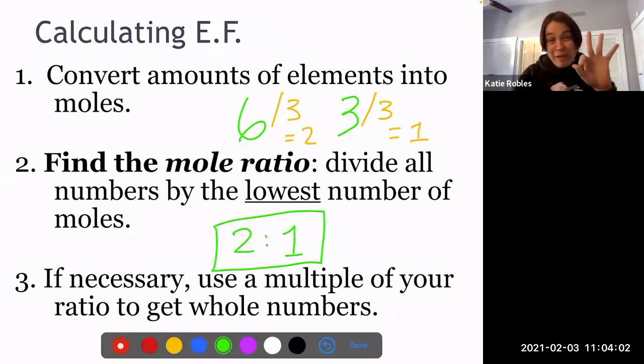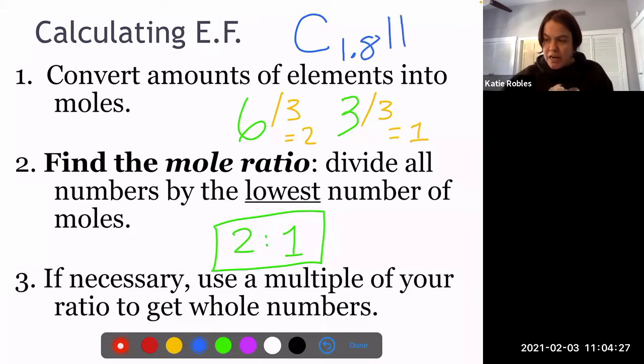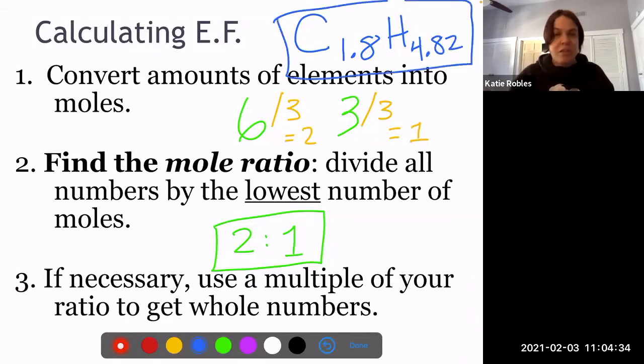And then step number 3, which we won't get to today, but you might get to the next time we meet. If necessary, you need to use multiples to get to whole numbers. And the reason that we need whole numbers is because, guys, you see CH4 or something like that. You never see C1.8 H4.82. That's not a very good chemical formula. They're always whole number ratios.